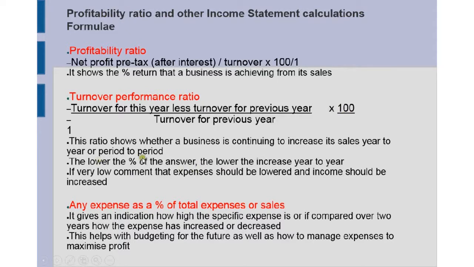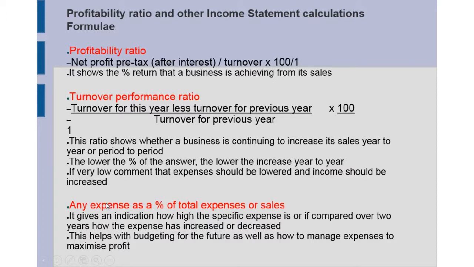Now, the lower this percent of the answer is, the lower the increase from year to year. So a business can then compare it from year to year to see whether the business is continually having a larger turnover and not just looking for a higher profit. So when you comment on these ratios, which is another part of the questions, if it's a very low percent, you can comment that the expenses should now be looked at or investigated so that they can lower the expenses, and some methods of increasing sales should be found.